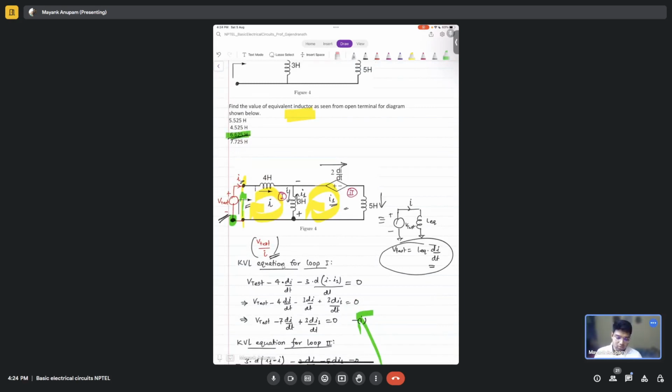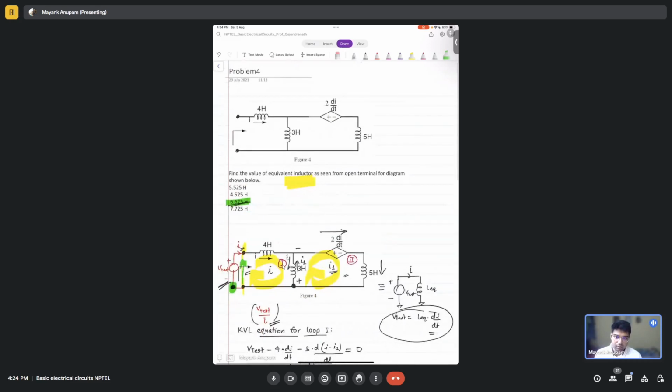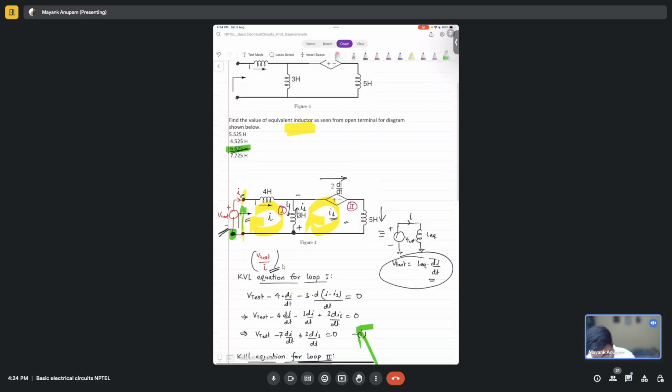This is the answer. So understand what I was trying to motivate here. This is the classic thing that you know of: whenever you want to find the equivalent impedance, you just do V test by I. This is the same procedure that we followed, but sometimes to get the final answer, you need to do something else also.